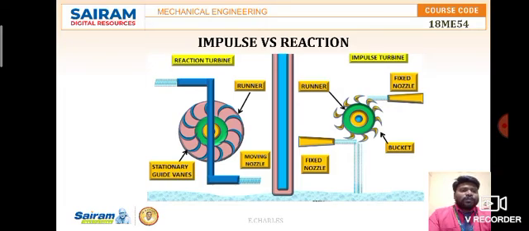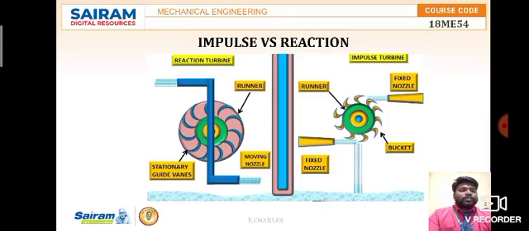There will be a fixed nozzle for the impulse turbine, and the steam comes out through the nozzle and hits the turbine blades, and the turbine blades are connected to the runner, so these are called buckets. Once it hits the turbine blades it rotates, and so there will be rotary motion.